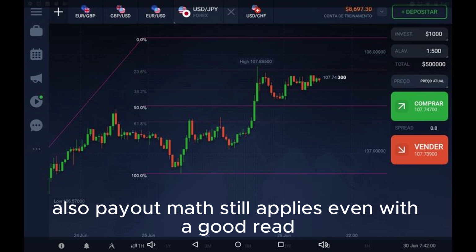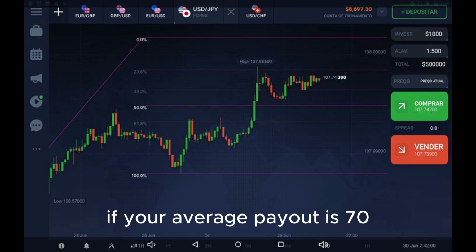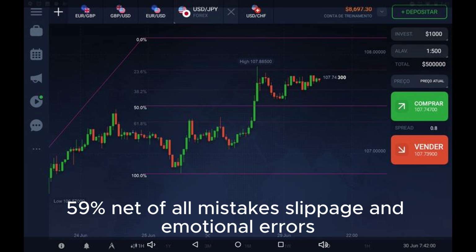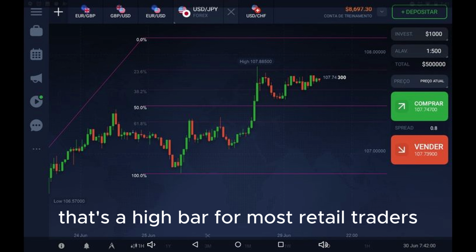Also, payout math still applies. Even with a good read, if your average payout is 70-80%, you must keep win rates consistently above 56-59%, net of all mistakes, slippage, and emotional errors. That's a high bar for most retail traders.